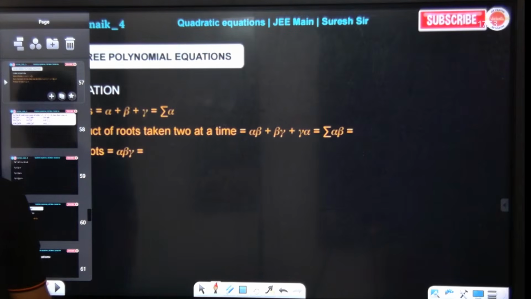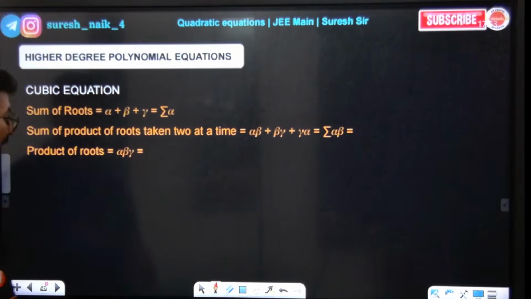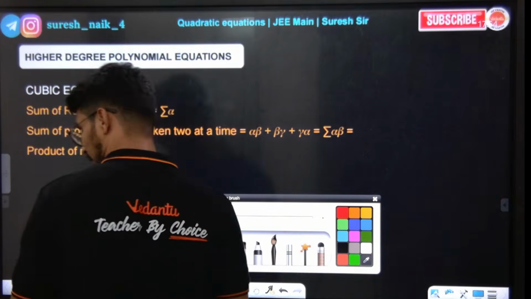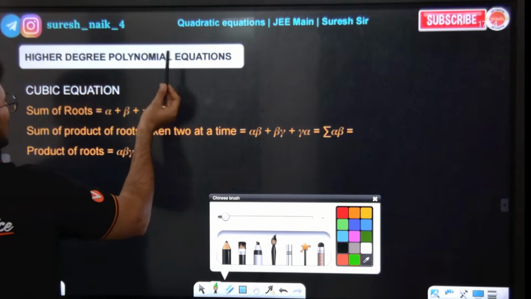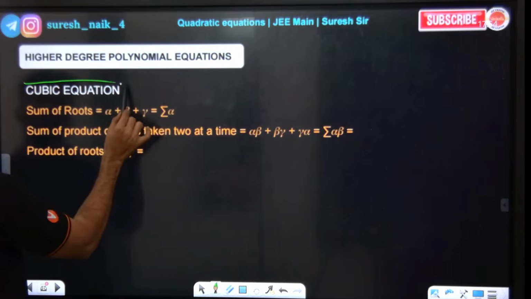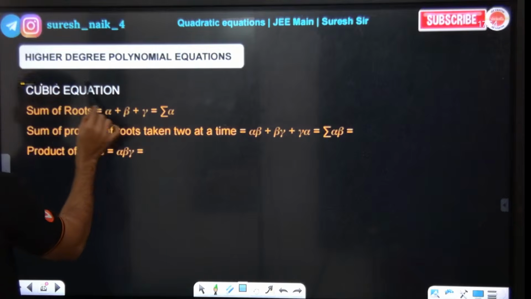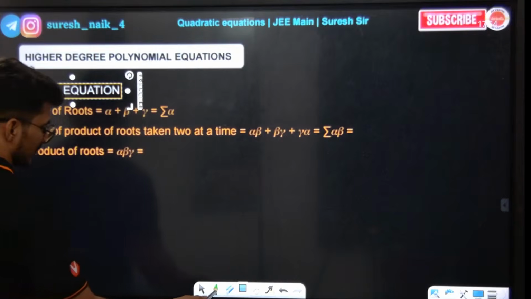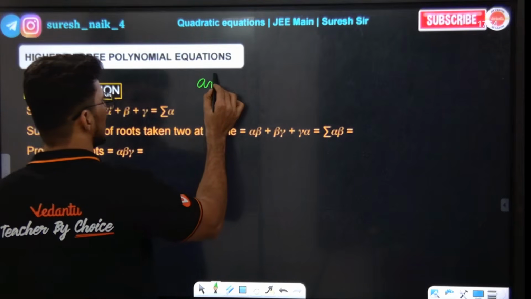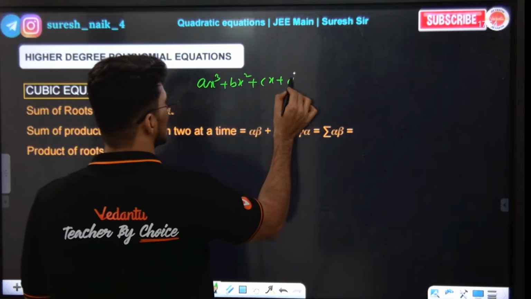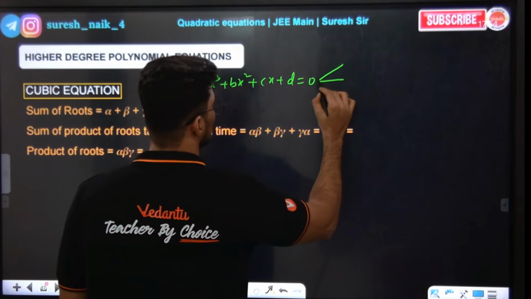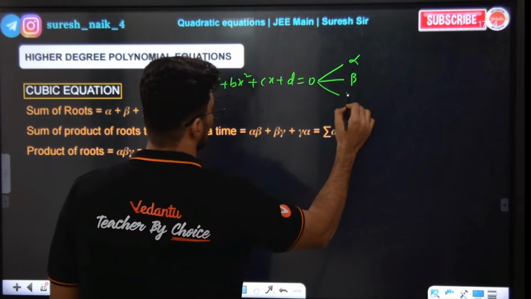Okay, next, cubic equations and higher order degree polynomials. Guys, this is super important, everybody listen. Firstly let me talk about the cubic equation. Sir, a cubic equation is, for example, ax cube plus bx square plus cx plus d is equal to 0. This will have three roots, alpha, beta, gamma.